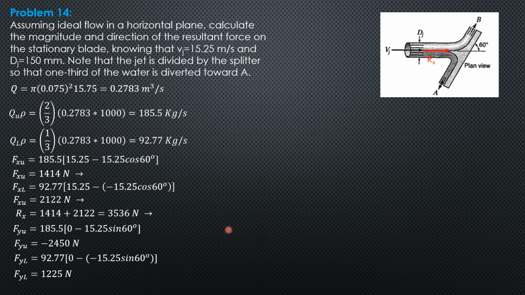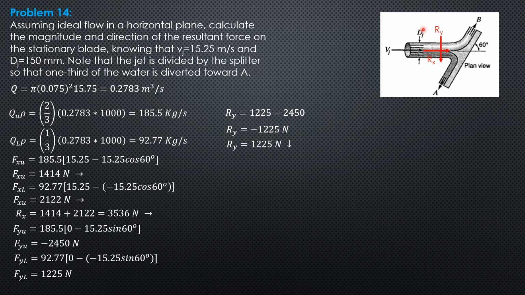Therefore, Ry is 1225 upward minus 2450. So Ry is negative 1225 newtons. So the resultant Ry component is going down as shown in the figure.